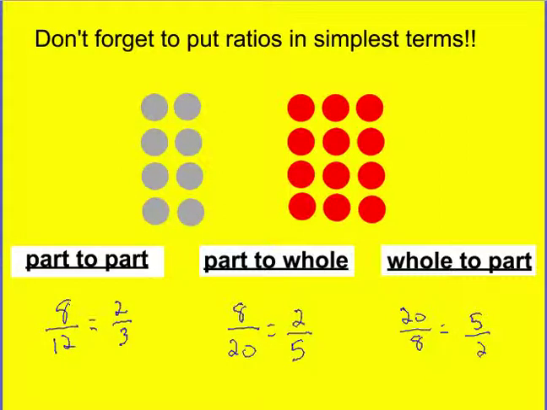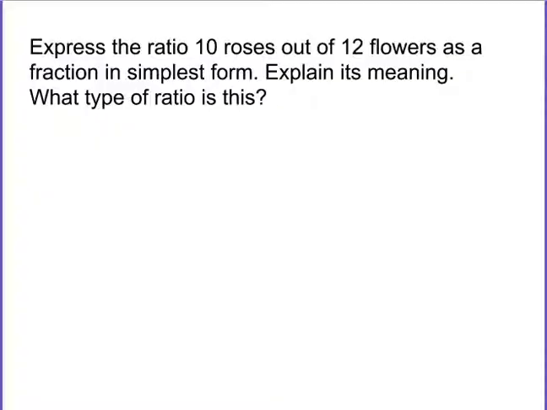All right, let's look at some examples. Express the ratio 10 roses out of 12 flowers as a fraction in simplest form. Explain its meaning. What type of ratio is this?